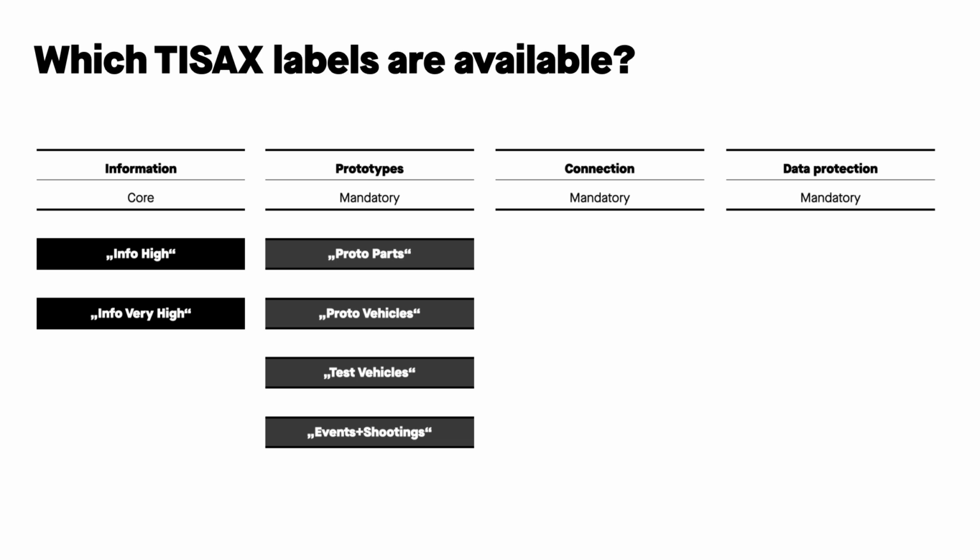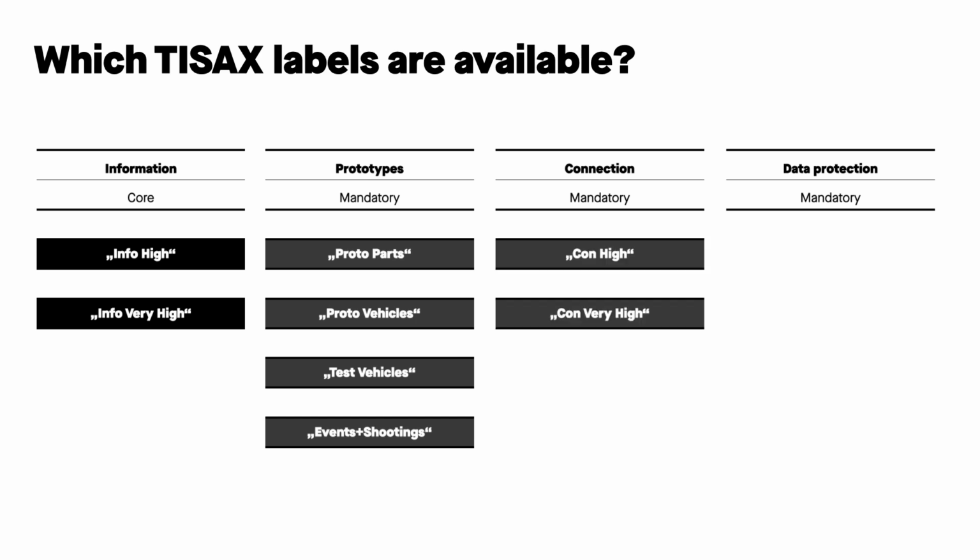The additional module Connection is needed if you are connected to the network of the car manufacturer in any way, for example with a dedicated line or a VPN connection. If this happens for confidential information, you need the label Con High, for secret therefore Con Very High.